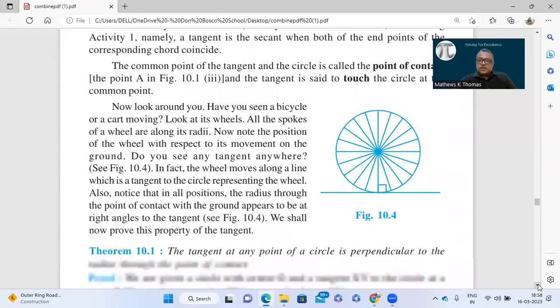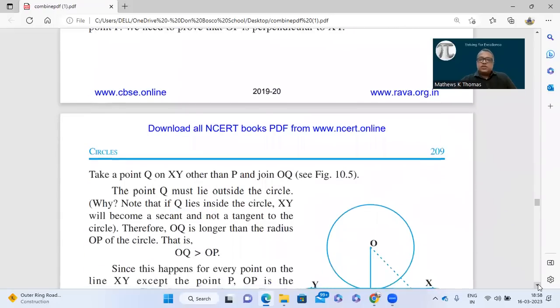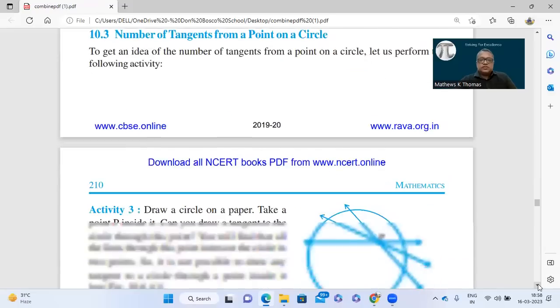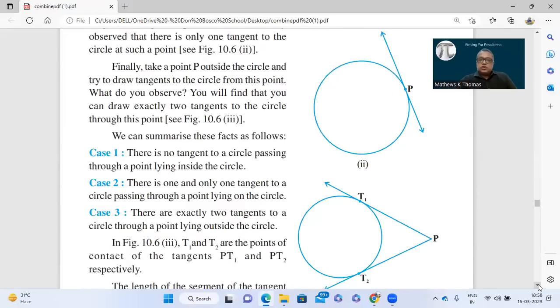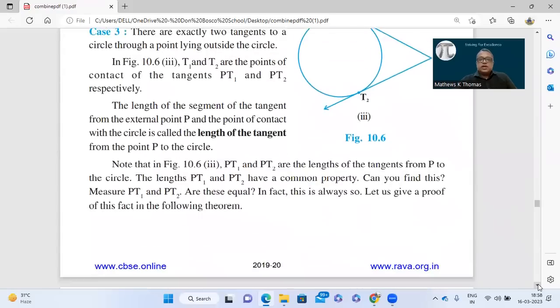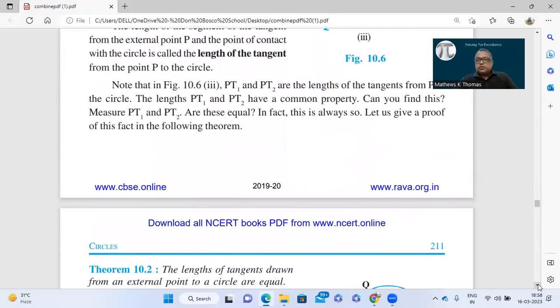Circles, again, the first exercise is only based on MCQ. You can go through what is a tangent, what is a secant, the basic definitions of point of contact and so on. This is a very easy exercise. And there are 2 theorems here. That is, the lengths of tangents from an external point to a circle are equal. And the angle between the radius and the tangent at the point of contact is 90.